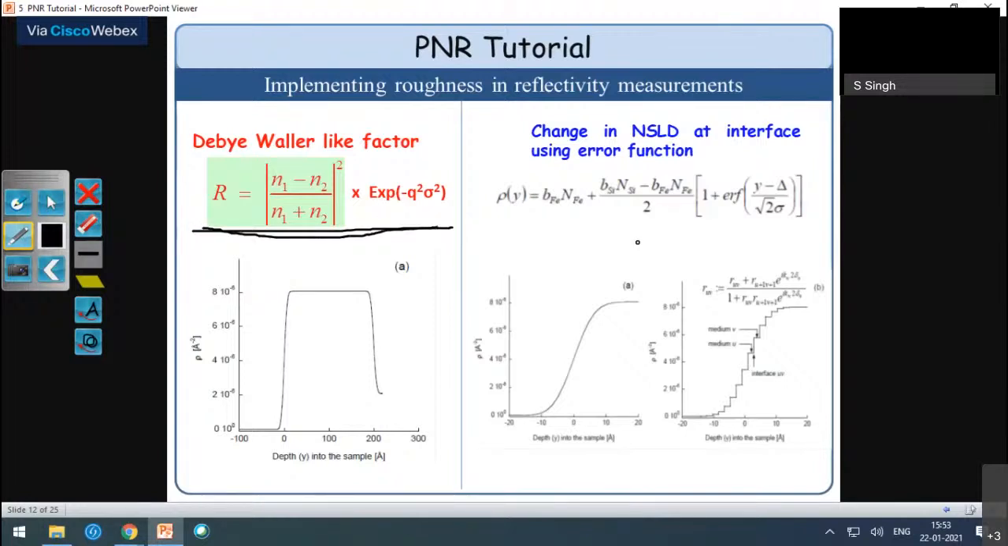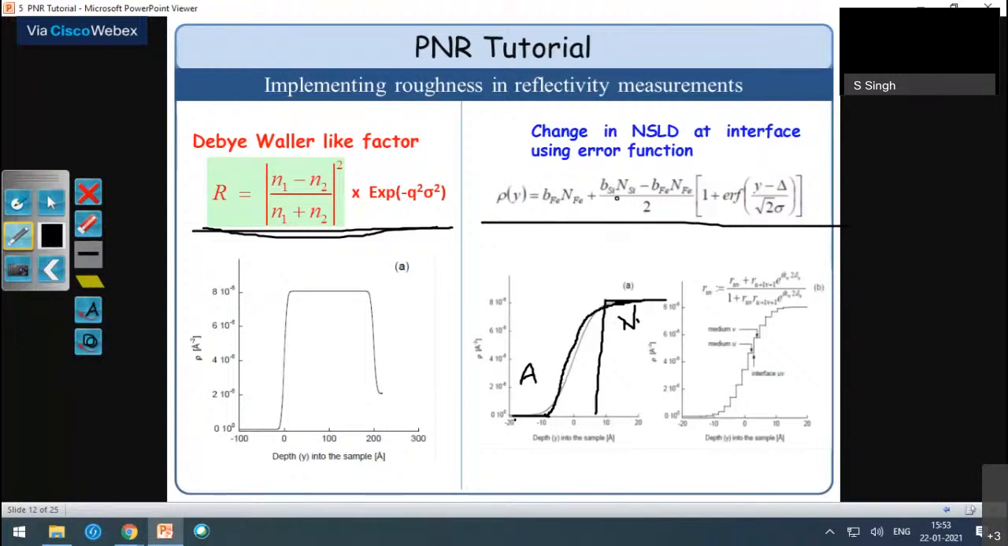So what do we do? Suppose this is our nickel and this is our air interface. Okay, so here we have a roughness of 10 angstrom, suppose. So what we do in this case, we know this is the scattering length density for nickel, and for air it is zero. Okay, so if there is no roughness, it is straight. But if there is a roughness, you can modulate this like this by just using this error function.